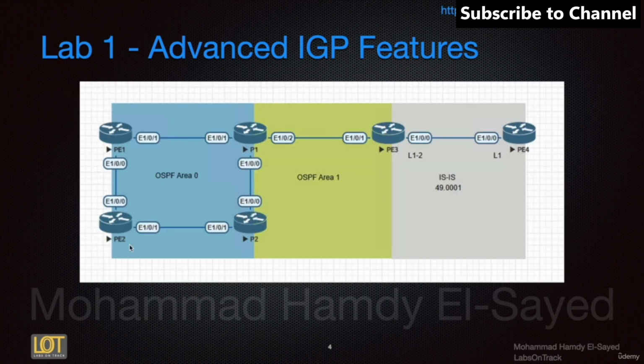This is the topology of Lab 1 Advanced IGP features. We will have 6 routers connected through 3 IGP areas: PE1, PE2, P1, P2 in OSPF Area 0, P1 and PE3 in OSPF Area 1, PE3 and PE4 in ISIS Area 1.